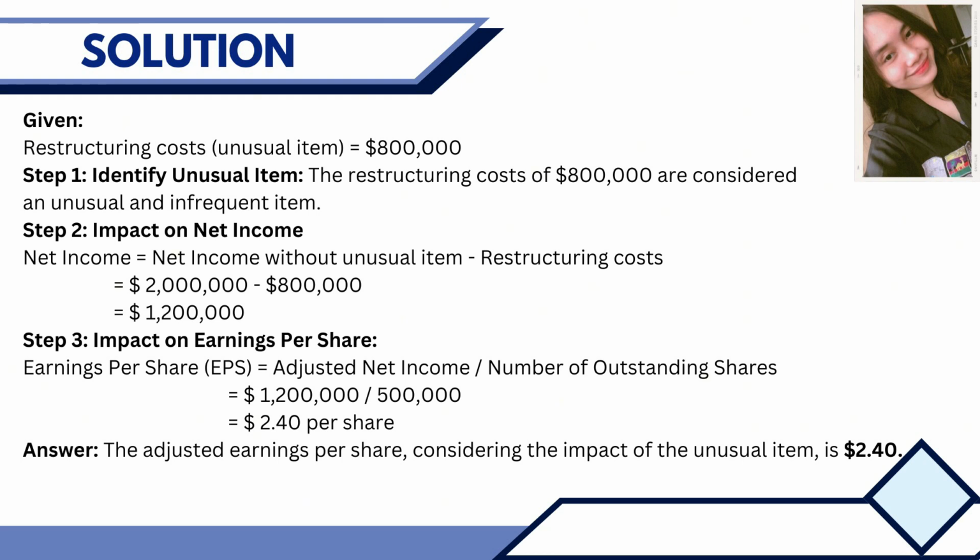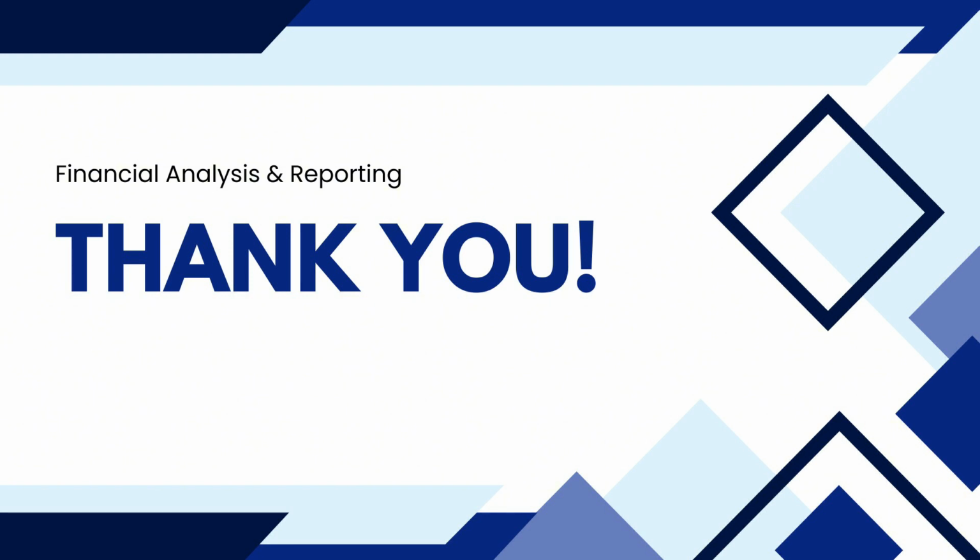In summary, the impact of the unusual item on XYZ Corporation's financials is reduction in net income by $800,000, leading to an adjusted net income of $1,200,000. This results in an adjusted earnings per share of $2.40. That's all for my midterm exam, which is problem solving.